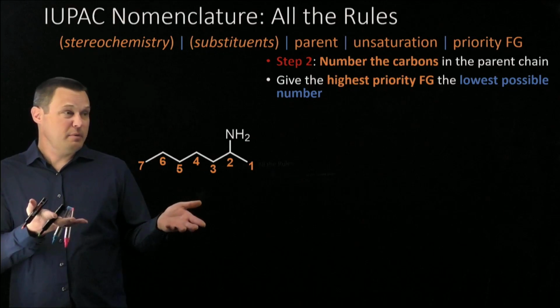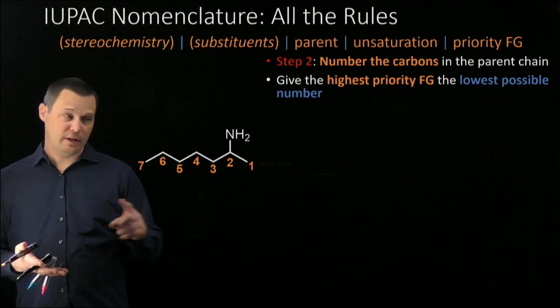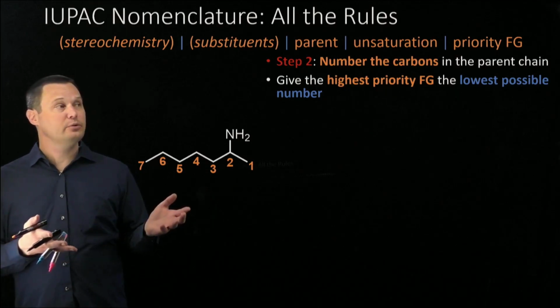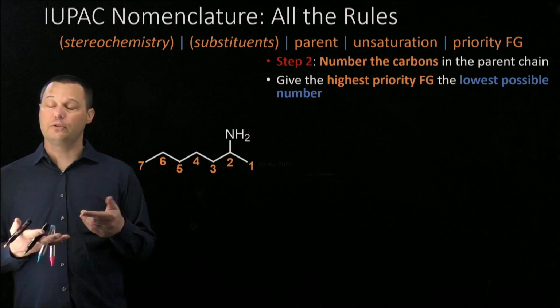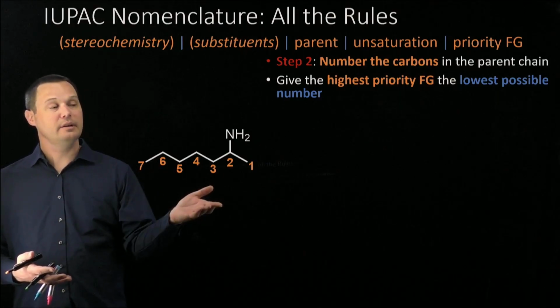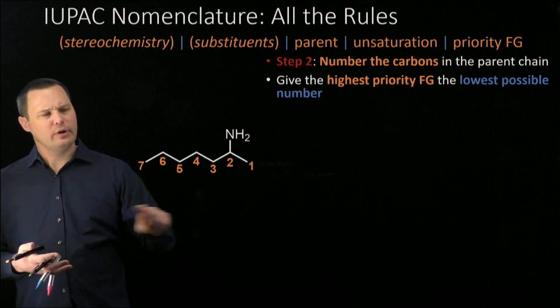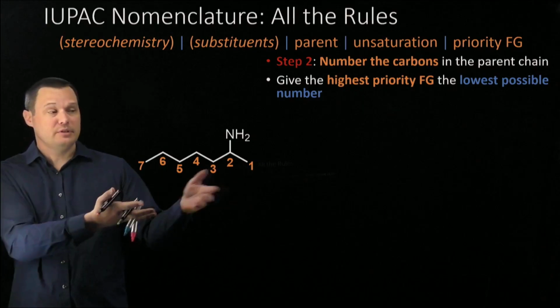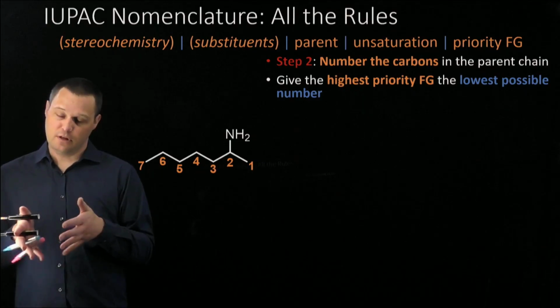In this molecule, the amine is the priority functional group. We could number left to right or right to left. Step number 2 says we number to give the highest priority functional group the lowest possible number. For this molecule, we would number right to left so that the amine can sit at carbon number 2, rather than numbering left to right, which might make more sense but puts the amine at carbon number 6. 2 is a lower number than 6.